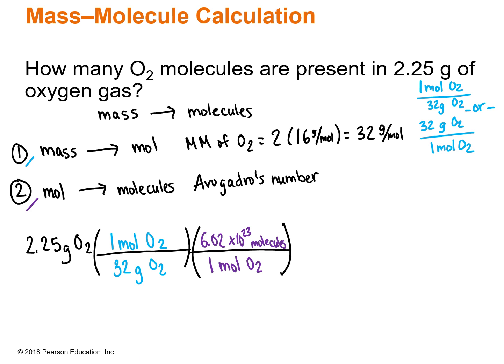So if you can't remember where to put the number, think about what needs to cancel. And since we just figured out moles and we're going from moles to molecules, you got to cancel out the moles so that you can get to molecules. Does that help with figuring out what to put where? Good.